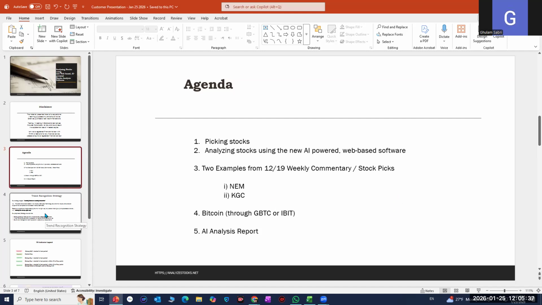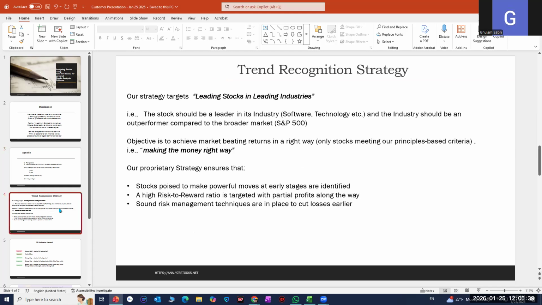The core of today's presentation is our trend recognition strategy, or the TR indicator. The core is that our strategy targets leading stocks in leading industries. In other words, the stock has to show momentum, or it has to lead its peers in its industry group. For example, considering technology, software, it should also be outperforming the broader index, which is the S&P 500. Our objective is to achieve market-beating returns in the right way, only with stocks which meet our principle-based criteria.